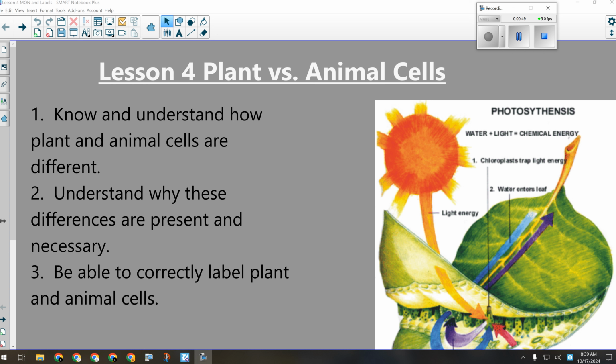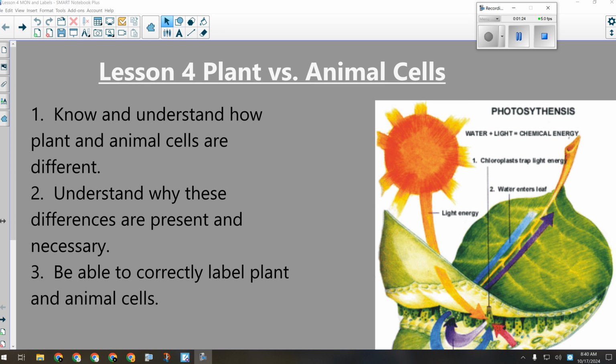All right, so in this lesson, we need to know and understand how plant and animal cells are different. We know that they're actually much more the same than they are different, but we focus on the differences because there are reasons for them, and they're very good reasons. We need to understand why those differences are present and necessary, and then at the end, be able to correctly label plant and animal cells, which, as I said, is not going to be on tomorrow's quiz, but next week's. So why are plants and animals different?